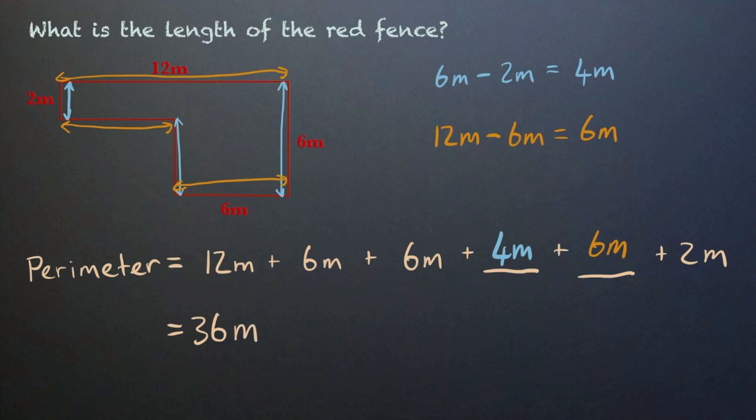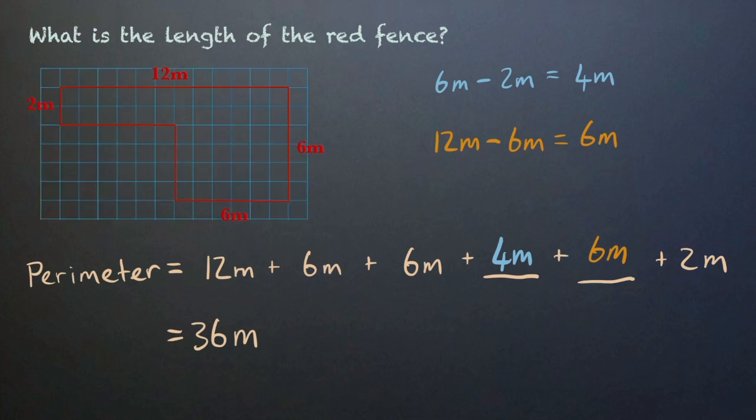I'm just going to remove the arrows again so we can see our original shape. And I've just dropped a grid in so that we can see it more clearly. And this time I'm just going to check my answer.